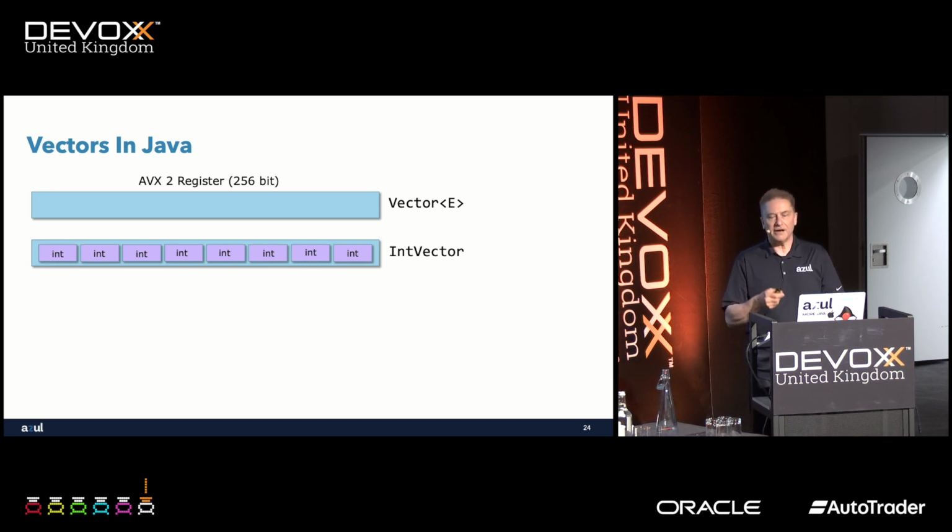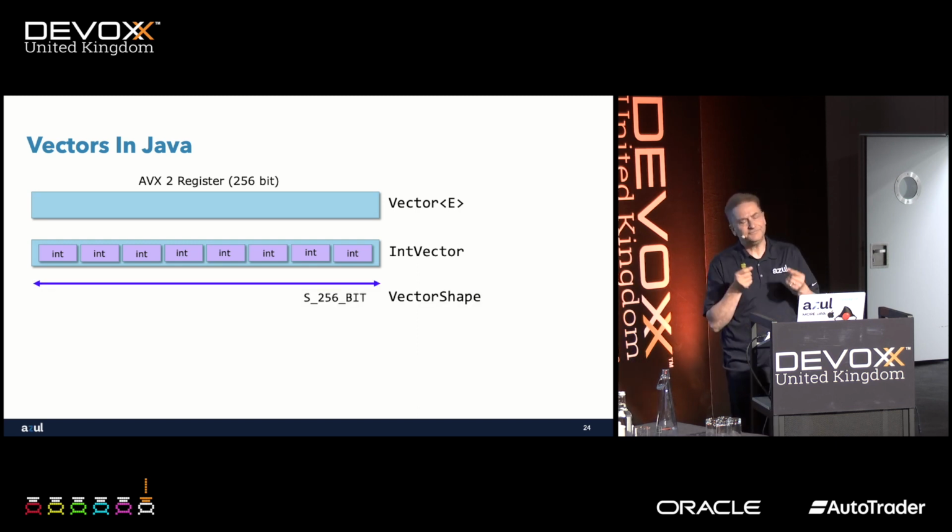So we go back to our classes that we would have here. Now, rather than just talking about a vector of type integer, what we're going to have is an int vector, because that's the concrete class that we can instantiate to represent the vector that we want to put our values into.